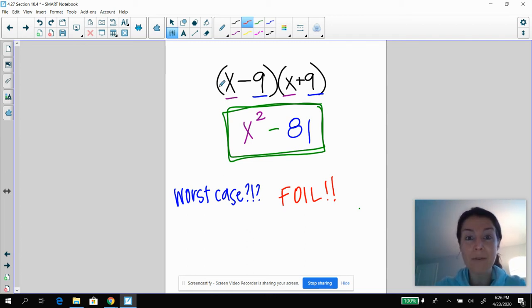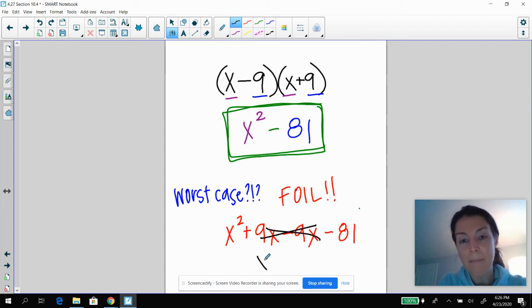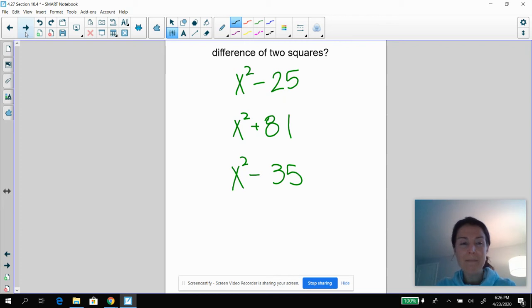So if I foiled this out, look what I get. My first two terms give me x squared. My outer two terms give me 9x. My inner two terms give me negative 9x. And my last two terms give me negative 81. And then looky-loo, these middle guys drop out, and I'm left with x squared minus 81. Cool? All right. So keeping that in mind, I want you to pause the video and decide which one of these products is the difference of two squares.